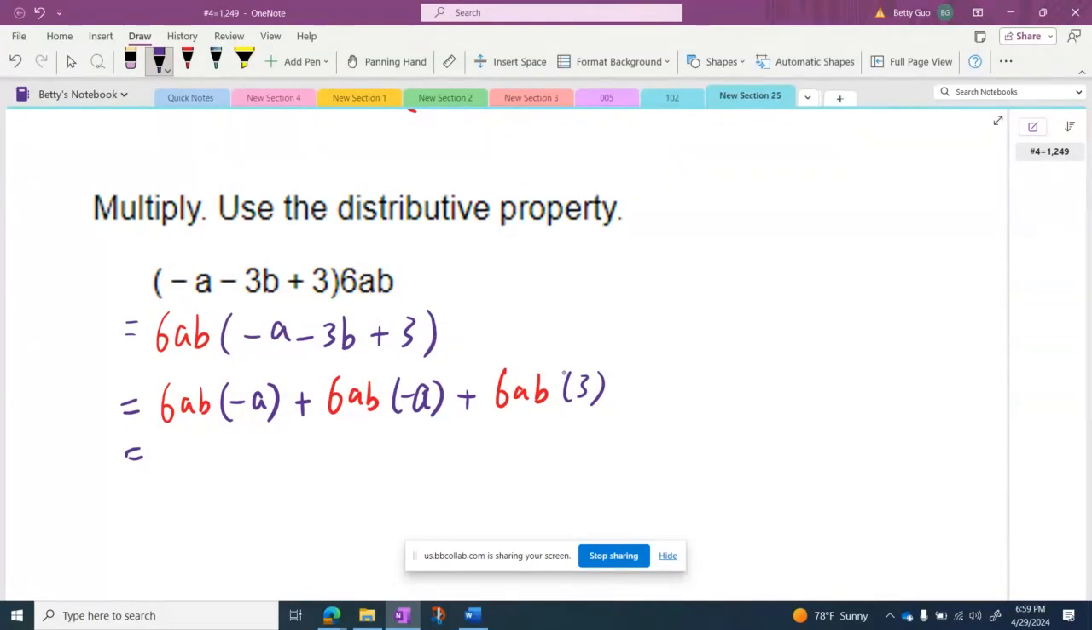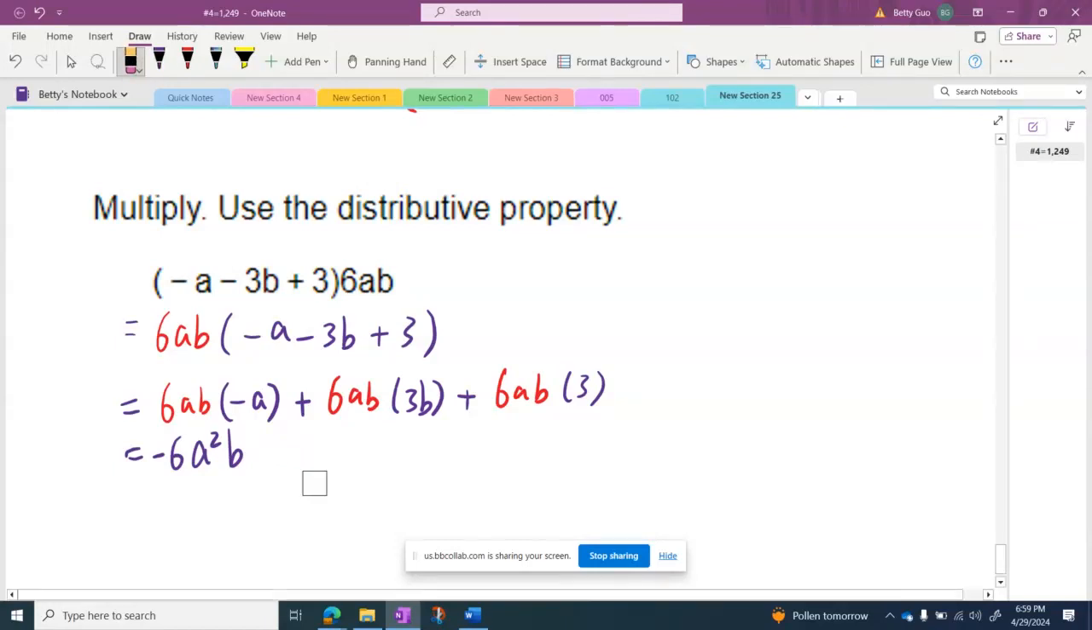6ab times negative a is not minus a, it's times negative a. We got a negative, positive times negative is negative. Negative 6a squared b. And second term, positive times negative is negative. Negative 6a squared b. Huh? Hold on. I copied something wrong, didn't I? Yes, I did. My bad. The first term is negative a, second term is a positive 3b. Okay, so always double check.